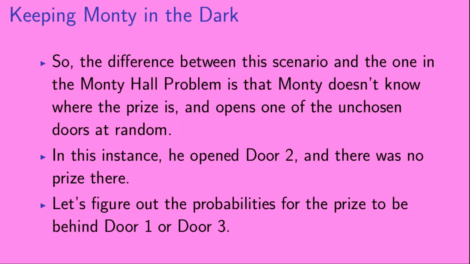So the difference between this scenario and the one in the Monty Hall problem is that Monty doesn't know where the prize is, and he opens one of the unchosen doors at random. In this instance, he opened door 2, and there was no prize there. Let's figure out the probabilities for the prize to be behind door 1 or door 3.